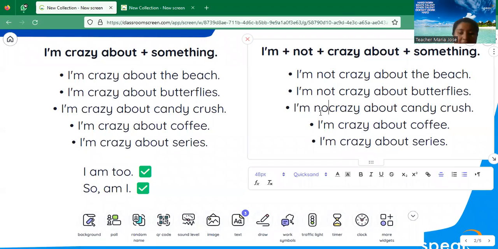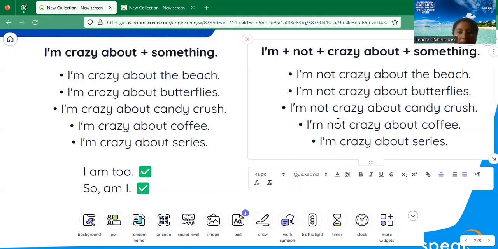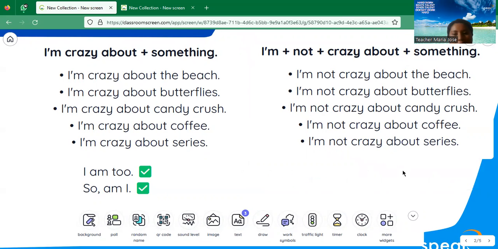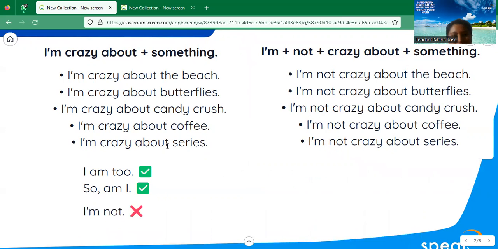Now, if these sentences are negative, and I agree with the negative, let's practice now with the answers. How do I make the answers in this case?